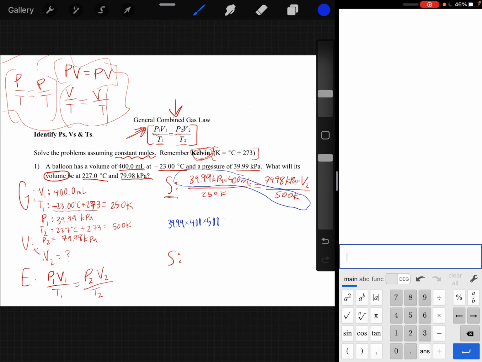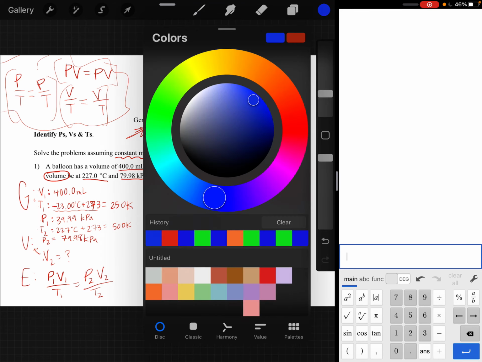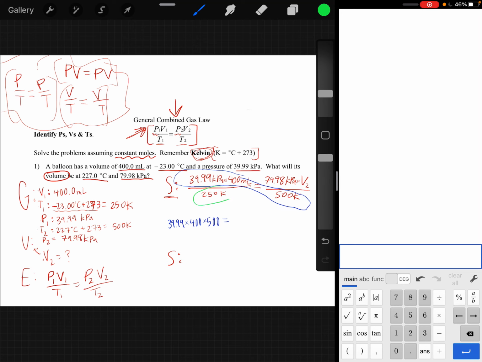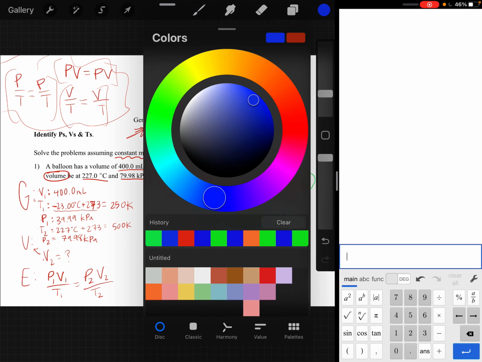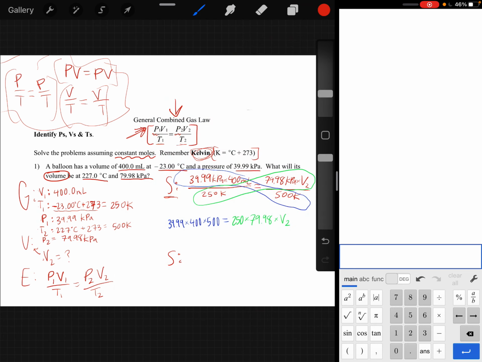39.99 times 400 times 500 is equal to. Then I'm going to take my second circle, and I'm going to say, okay, 250 times 79.98 times V2. And to help myself, because I feel stressed, I'm going to simplify this by just plugging each side of the equation into the calculator. So I'm going to say 39.99 times 400 times 500. That ends up equaling a big number that I do not want to write out, but I will for you.